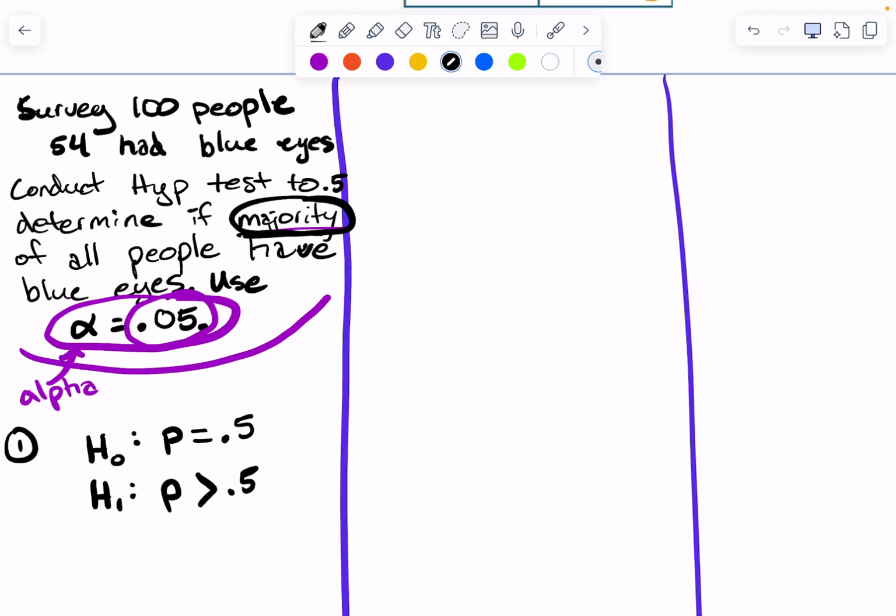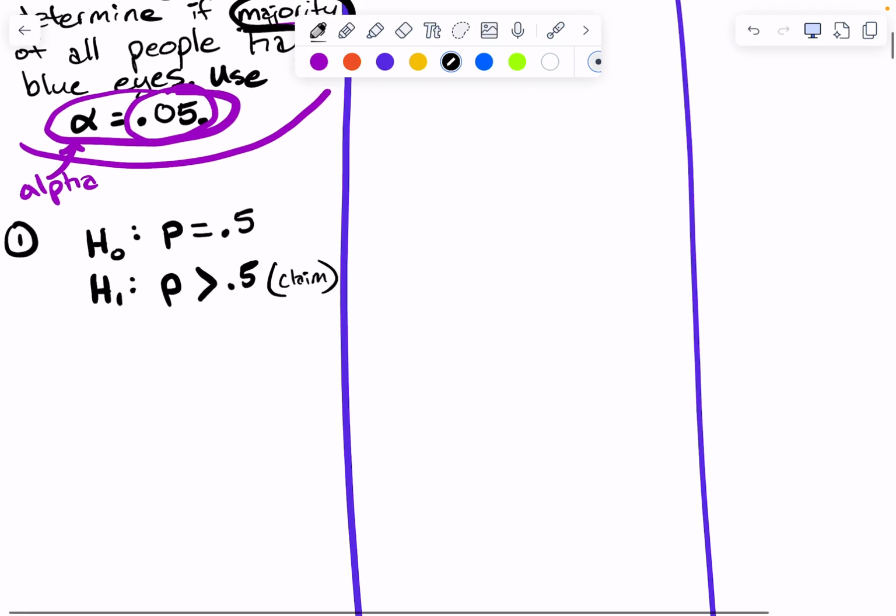That's step number 1. Which one am I claiming? The top one or the bottom one? Claiming the bottom. We're claiming the bottom one. Okay, we're claiming that the bottom one is true. Yeah? All right, second step.